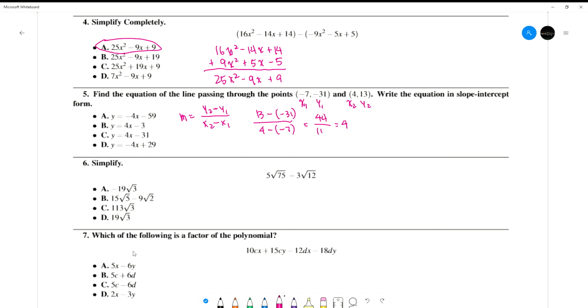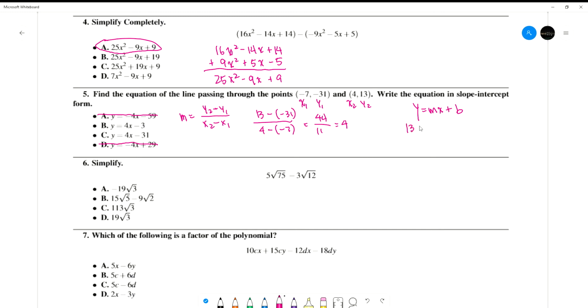So we calculated slope to be 4. So right off the bat, I can tell that these are incorrect because these have a slope of negative 4, which is not what we're looking for, right? Let's calculate the y-intercept next. So now we can plug it in and solve for y equals mx plus b, right? All right, so just take one of the ordered pairs. I'll pick the second one because that looks like it's a little bit easier to work with.